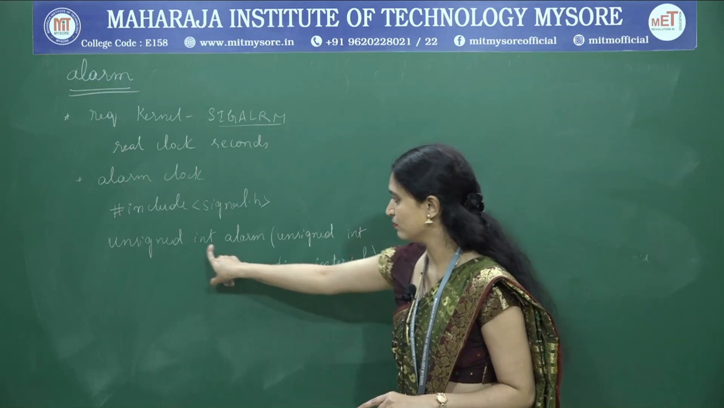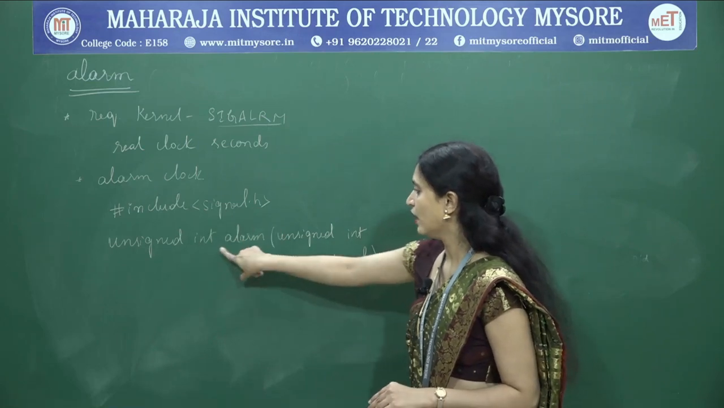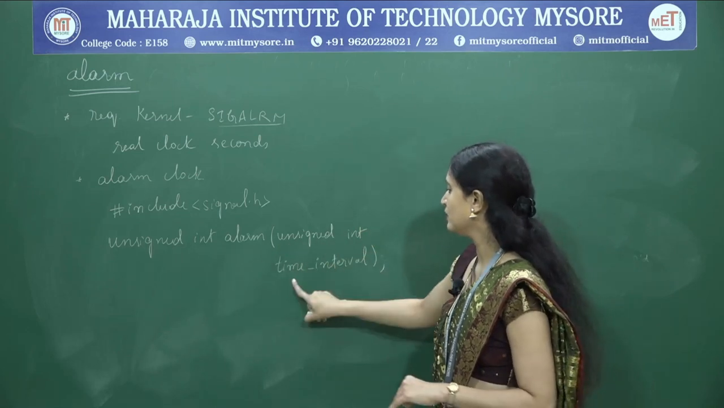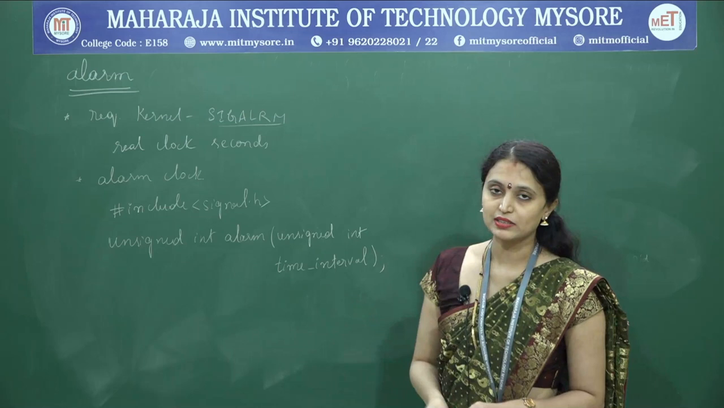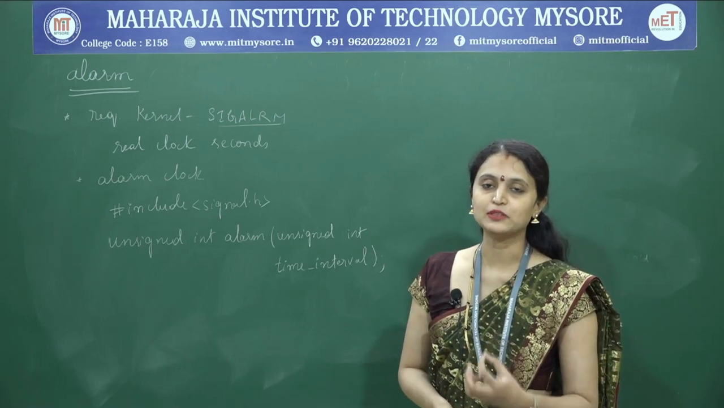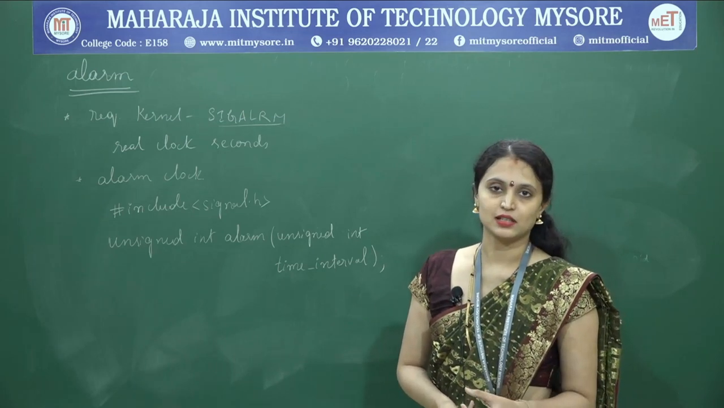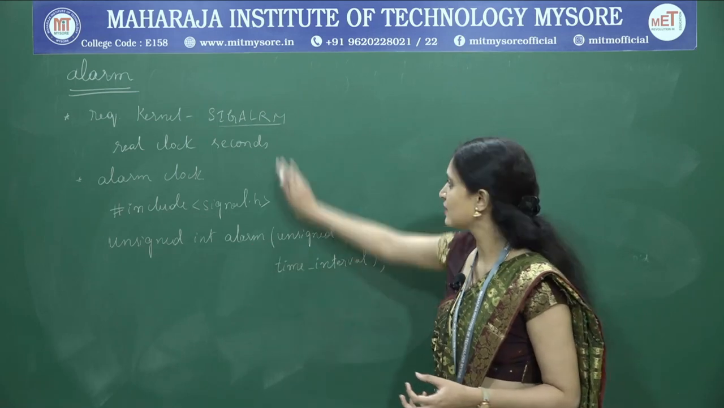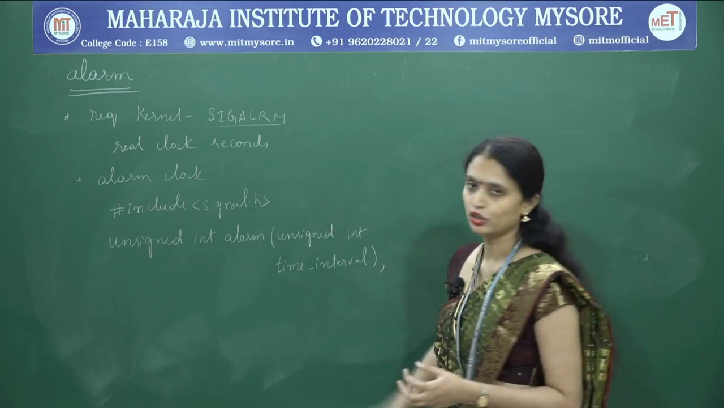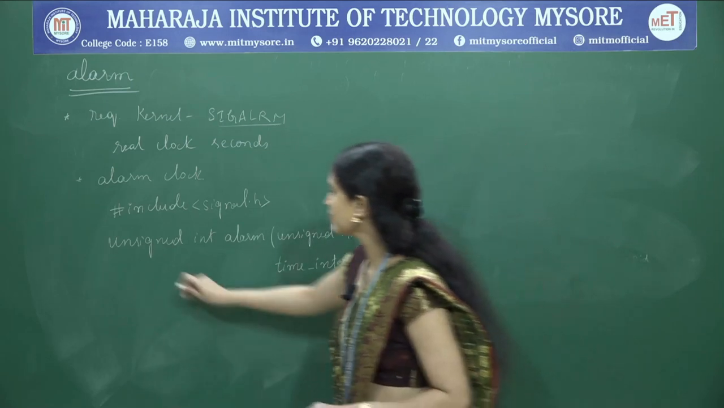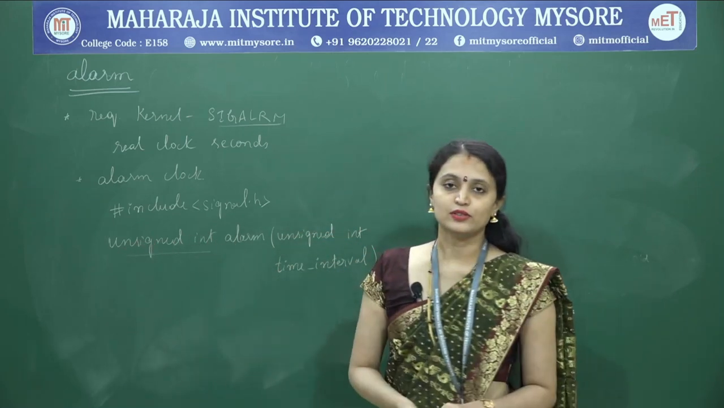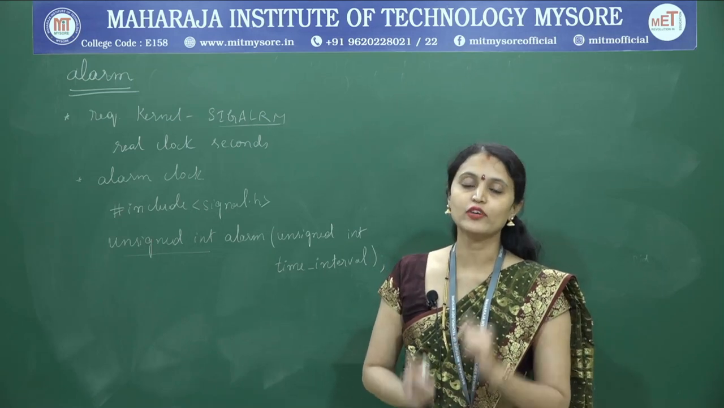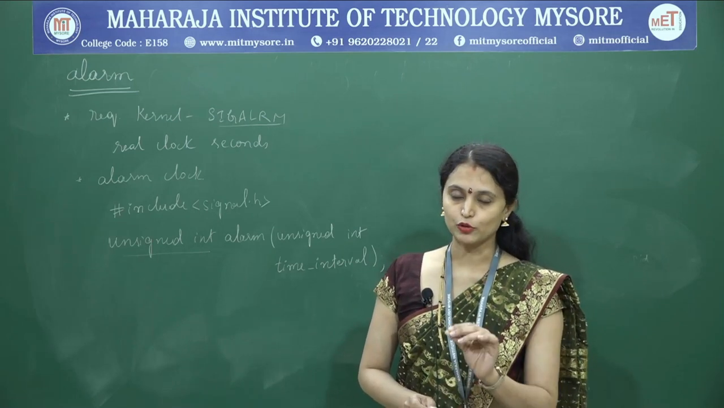We have signal.h and then the alarm API, and the return type is unsigned int, and the argument is unsigned int time interval. The argument specifies the number of CPU elapsed seconds, that means after how many seconds the signal has to be sent, and that is passed as the argument here. Whereas the return type, the unsigned int, represents the CPU seconds that are left over in the timer.